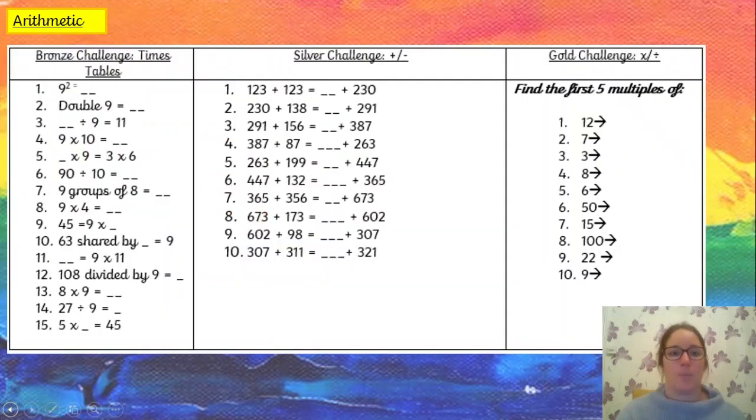So, first things first, arithmetic. You've got your 9 times tables. You've got silver challenge of balancing. Okay, and then you've got your gold challenge, which is finding the first 5 multiples. So good luck with those. Pause the video and come back when you're ready.